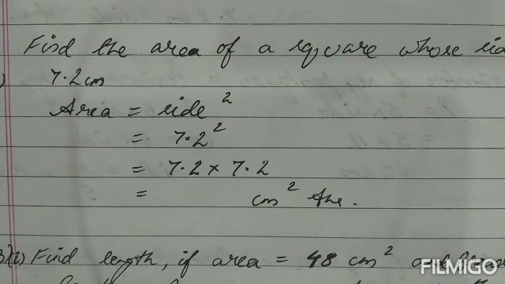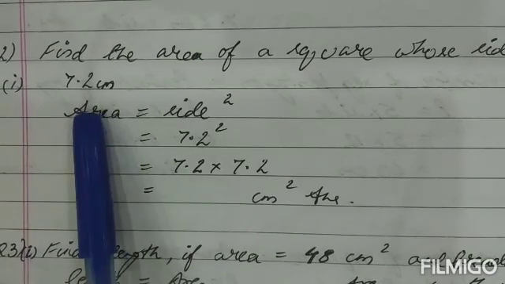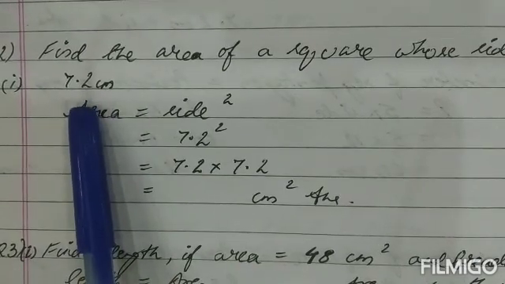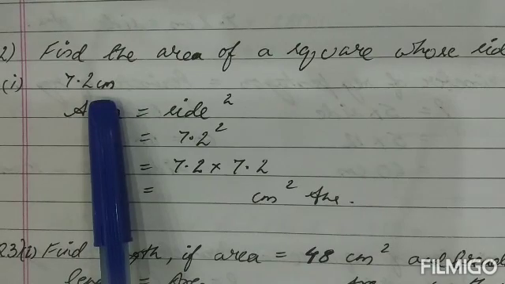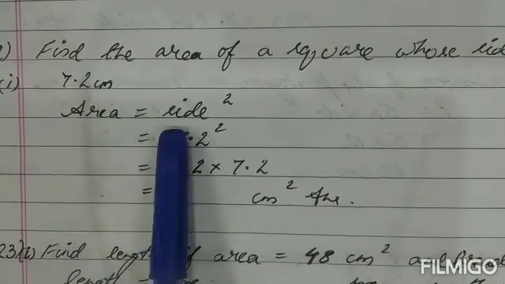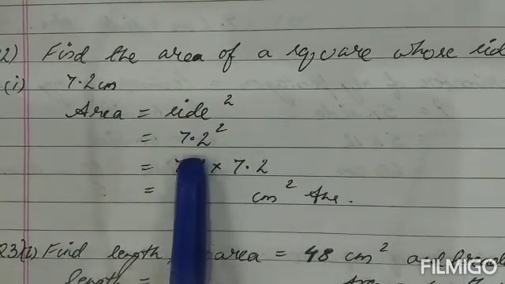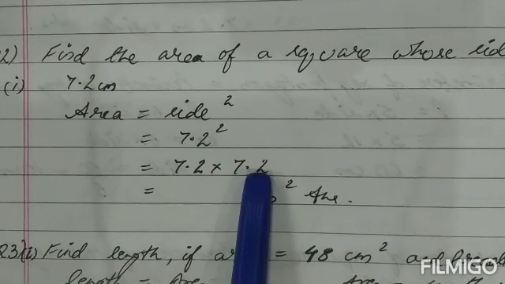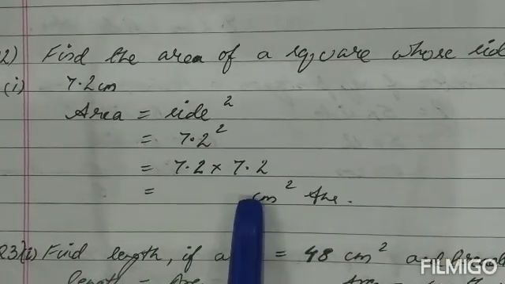Coming to question number 2, children. Find the area of a square where the side of a square is given. Now, I have taken the first part for this question, children. We have to find the area of a square where one side is given as 7.2 centimeter. So put the formula for the area of a square. Area is equal to side square. That means 7.2 square, multiply 7.2 by 7.2. And that will again give you the answer over here.